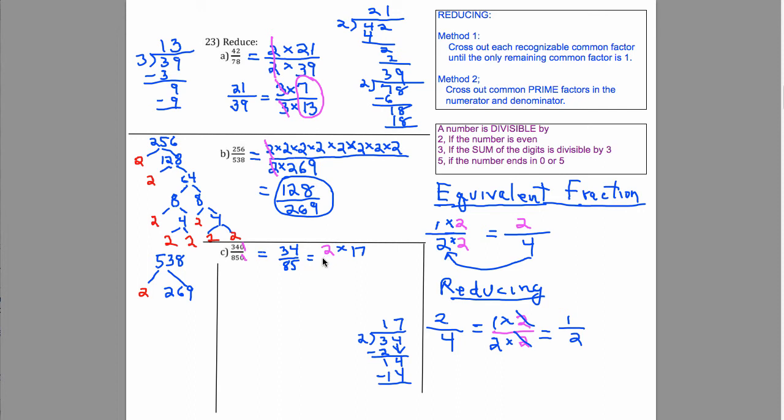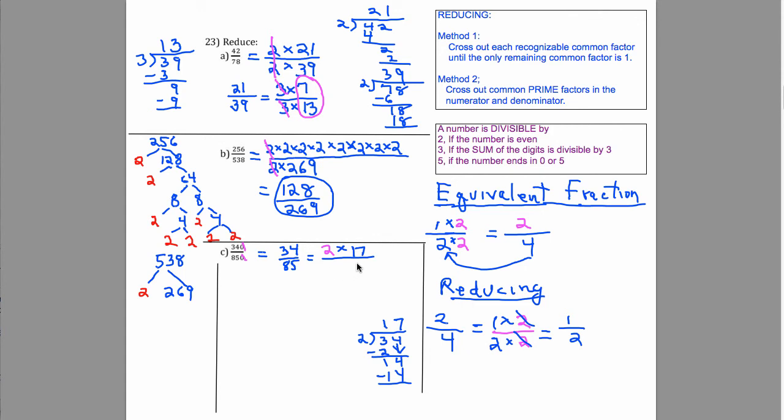Now, the only way this fraction can be reduced is if something in the top crosses out with something in the bottom. Now 2 is prime, and 17 is also prime. There's no factor that goes into 17 other than 1 and itself. You can try that to see that that's true. So the only way it can be reduced is if we have 2 in the denominator. Well, there's no 2 in 85 because 85 is odd.